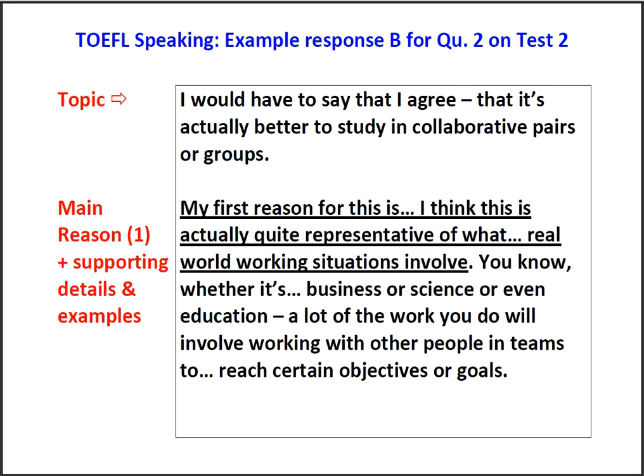I start with my topic and I say, I would have to say that I agree that it's actually better to study in collaborative pairs or groups. My first reason for this is, I think this is actually quite representative of what real-world working situations involve. Whether it's business or science or even education, a lot of the work you do will involve working with other people in teams to reach certain objectives or goals.